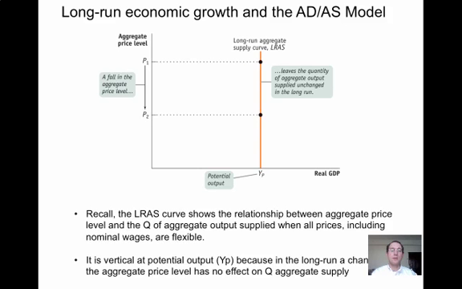What that does is allow for changes in the aggregate price level. So going P1 to P2 on the y-axis there, it allows for the quantity of aggregate output supplied to remain unchanged because, again, nominal wages are flexible in the long run. Now, also remember it's vertical at the potential output, so Y sub P, because in the long run, a change in the aggregate price level has no effect on the quantity of aggregate supply.